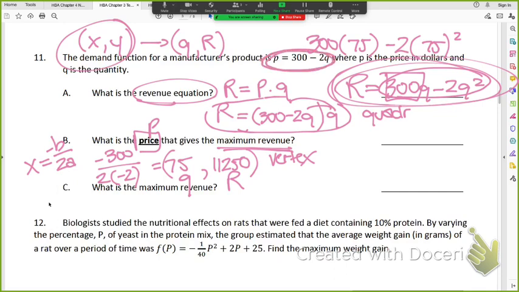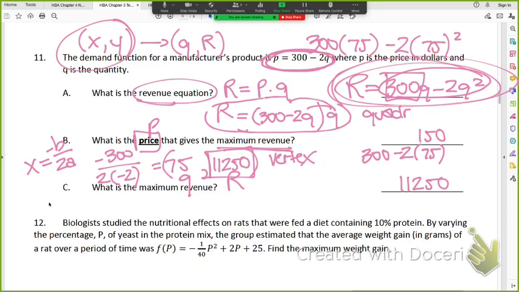I can plug in my Q value, 75. So I do 300 minus 2 times 75. 150. I do already have the answer to part C. What is the maximum revenue? Which part of my vertex is that? The Y. So this work that we did with the vertex is to find your answers for B and C. The revenue equation you find by just multiplying the price times the quantity. You find the vertex anytime they ask for maximum.